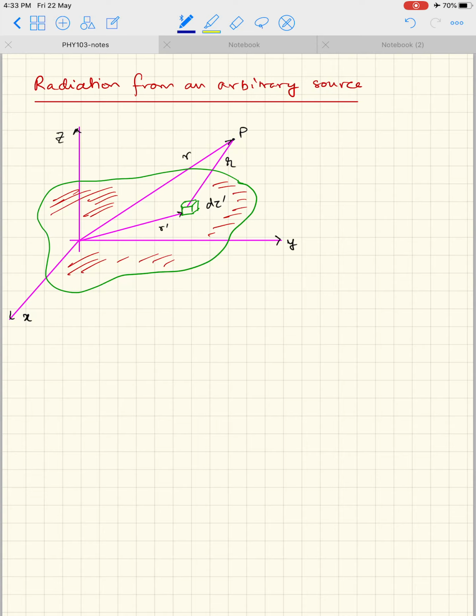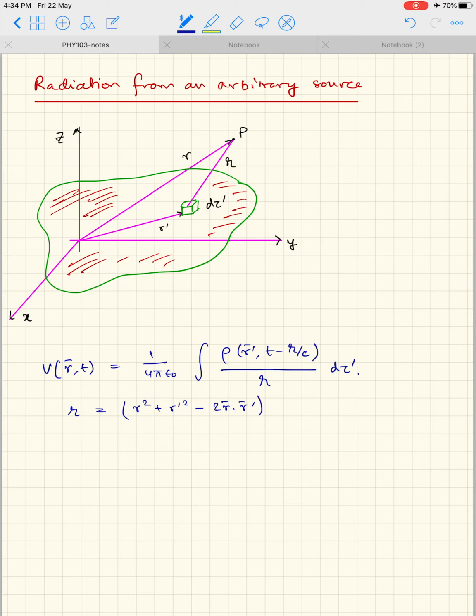So the retarded potential that you have in this case is V of r, t, given by 1 over 4 pi epsilon naught integral of rho of r primed, t minus r over c, by r d tau primed, where r in the usual way is given by r squared plus r primed squared minus twice r dot r primed, all to the half, right?